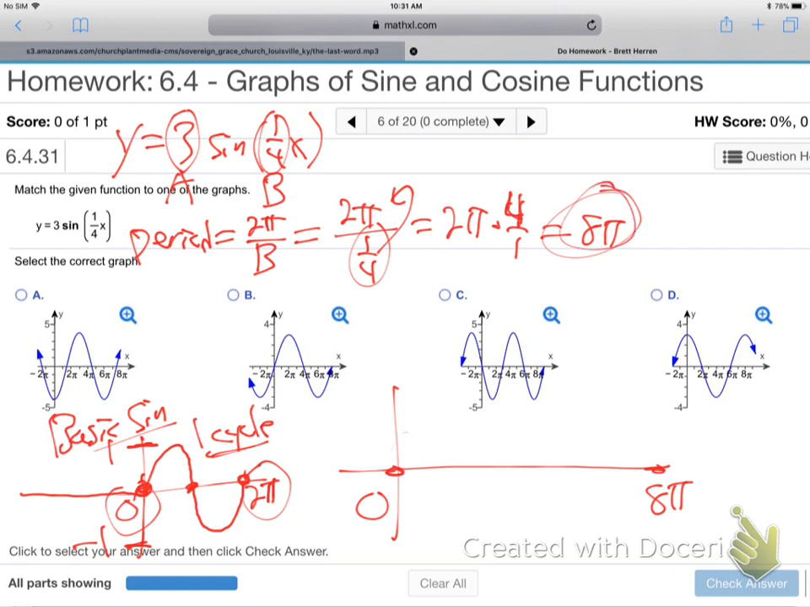So that means halfway through, he's going to hit 0. That must be at 4 pi because that's halfway to 8 pi, right? And in between, he's going to go up and down and back up. Mine doesn't look too good, but you get the idea, right?